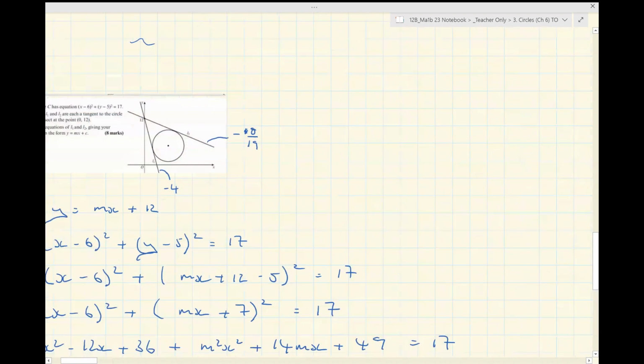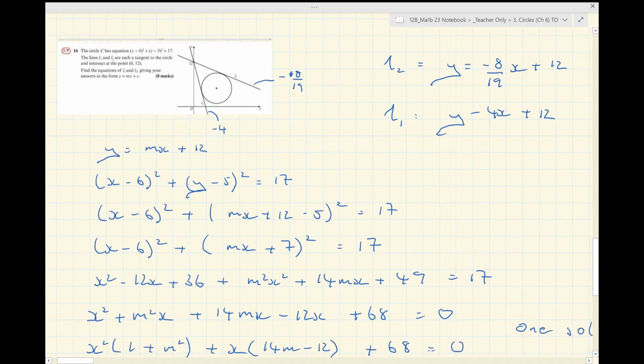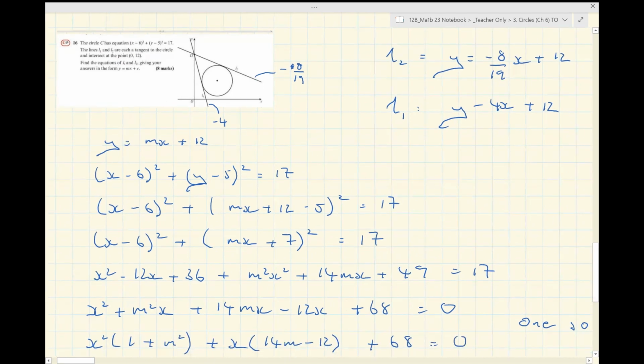Well, I'll do that over here. So L2, it was y equals mx plus 12. So it is y equals minus 8 over 19x plus 12. And similarly, L1 is now y equals minus 4x plus 12. And that question all hinged upon knowing that because the line was tangential to the circle, there could only be one point where the two met, which means that the discriminant must equal 0. And that's the end of question 16.